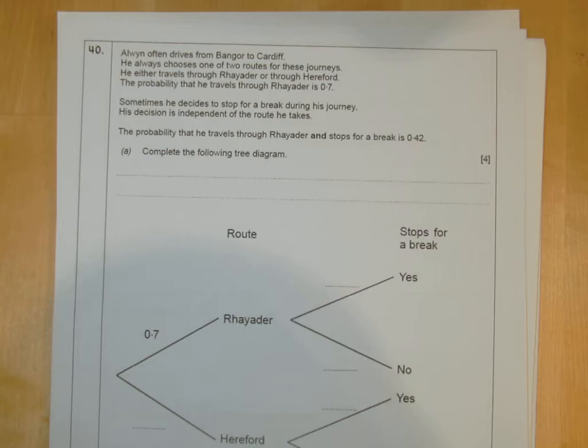Sometimes he decides to stop for a break during his journey. His decision is independent of the route he takes. The probability that he travels through Ryder and stops for a break is 0.42. Complete the following diagram.